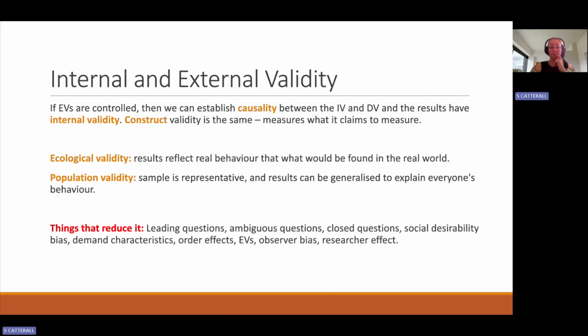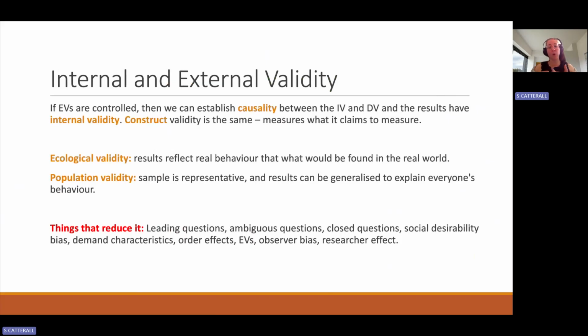Things that reduce it. If you ask a leading question, they're not going to give you a real response because they've been led to it. If it's ambiguous, they can also be invalid because you might give a wrong response to it. A closed question, your option might not be there. You might have just ticked some at random, so that'd be invalid. Social desirability bias is a lie, so it's not accurate, it's not valid. Demand characteristics, you're lying to please or displease the researcher, not valid.